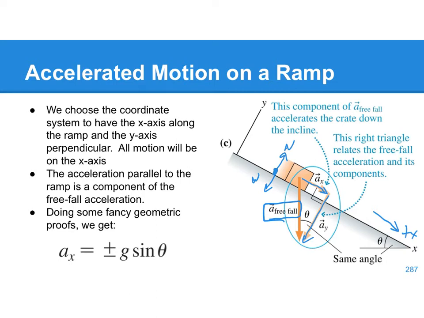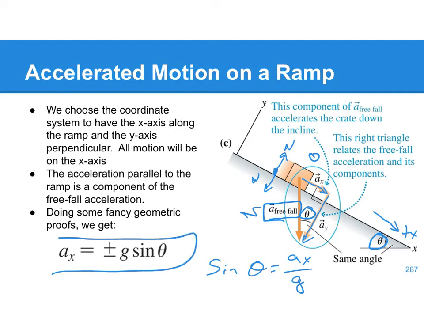But if the ramp is at some angle theta, due to some geometry stuff, you guys are probably better at proofs than I am at this point. I think it has something to do with alternate interiors or congruent, but in any case, these two angles are the same angle. So if I care about the x component, that's the opposite, and the hypotenuse is free fall. So sine of theta equals the opposite, which is ax, over the hypotenuse, which is g. So ax equals g sine theta.